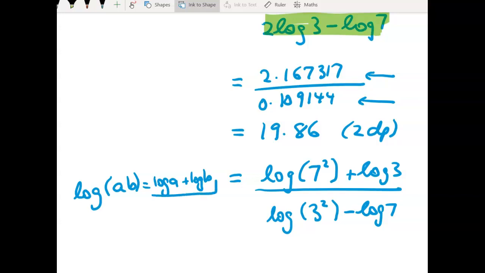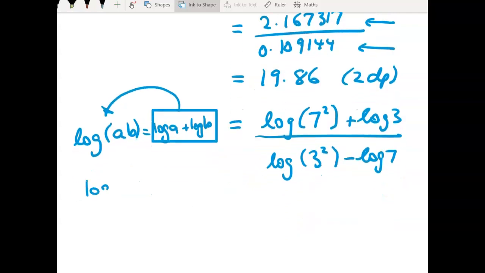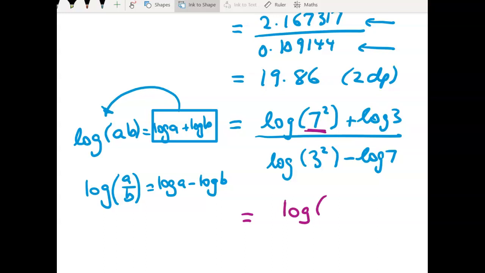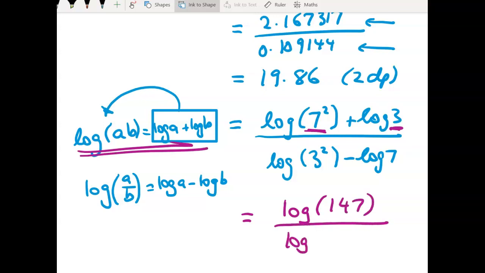I'm going to use this version to go back to here in the numerator, and in the denominator, remember that the log of A over B is equal to the log of A minus the log of B. So I can clean this up a little bit more. This is equal to the log of 49 times 3, using this rule here. 49 times 3 gives me 147, divided by the log of 9 over 7. So that's my final answer there.